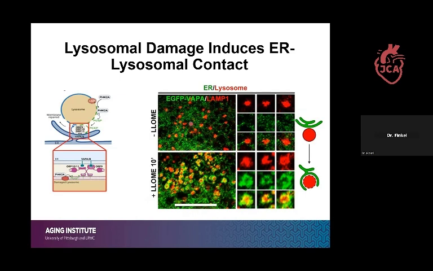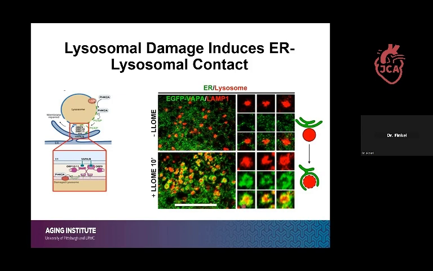So under basal conditions, you can see that there is some touching of the lysosomes with the ER. There is some interaction, but it's quite modest, basically just a handshake at best. But it becomes a full-on hug, I think, once the lysosomes are damaged.